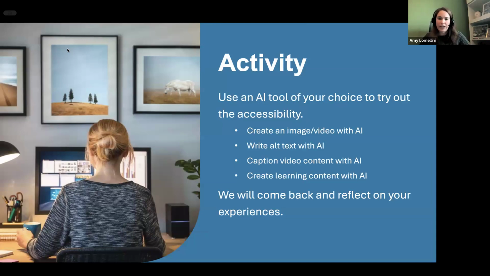It could be in your learning management system. It could be something else that you use. Create a video, write alt text, caption a video that you may already have. Just do the quick version, right? And then we're going to come back and talk about it. You could create content, go to ChatGPT and tell it to talk about a subject and see what happens. And then we're going to come back and we're going to reflect on your experiences.